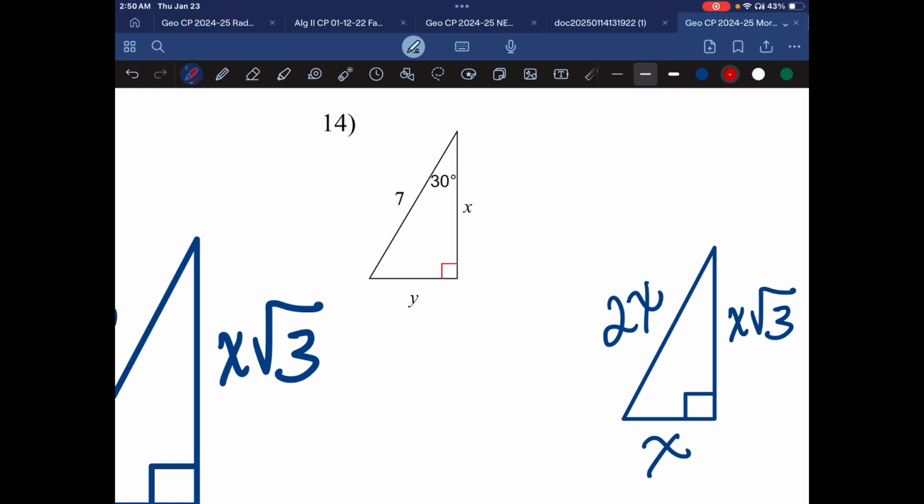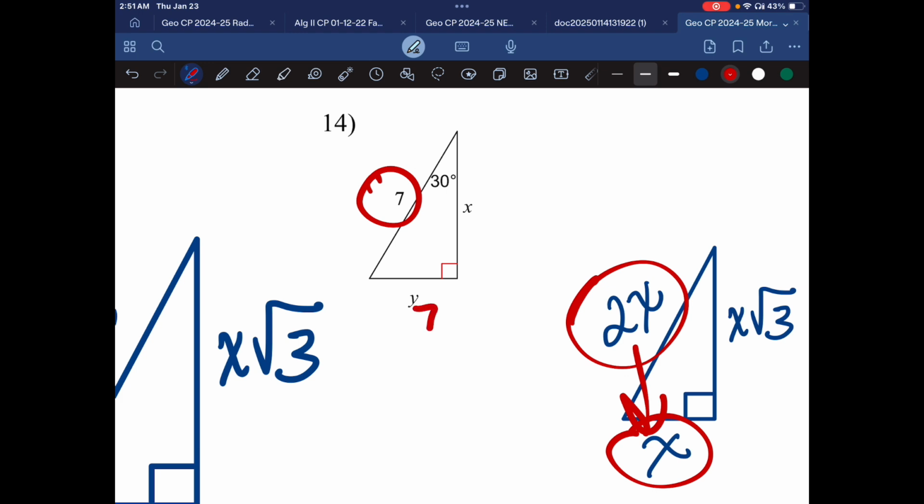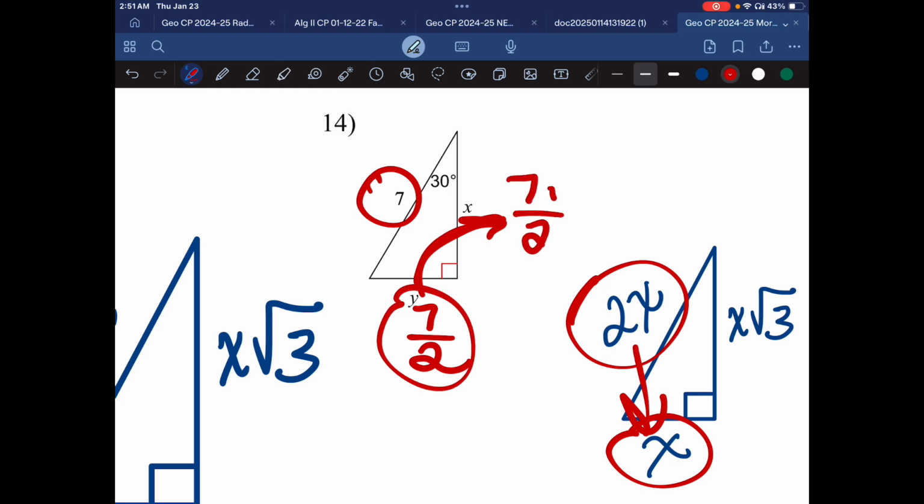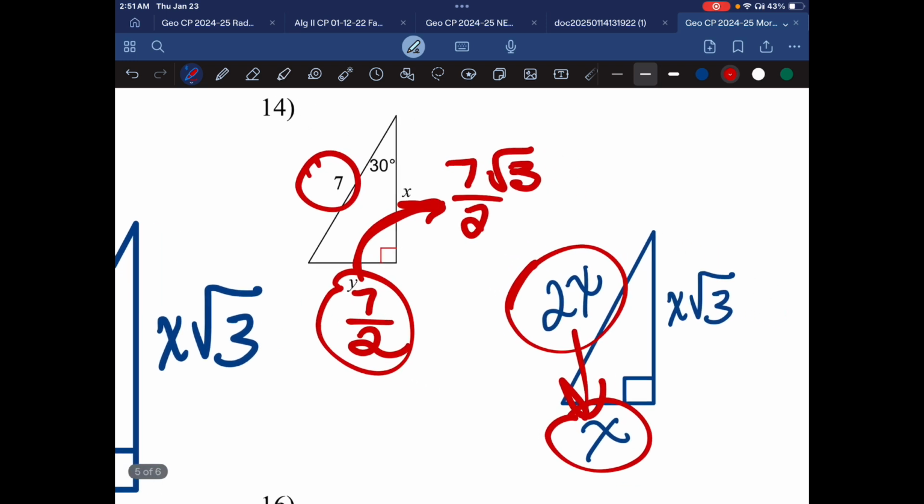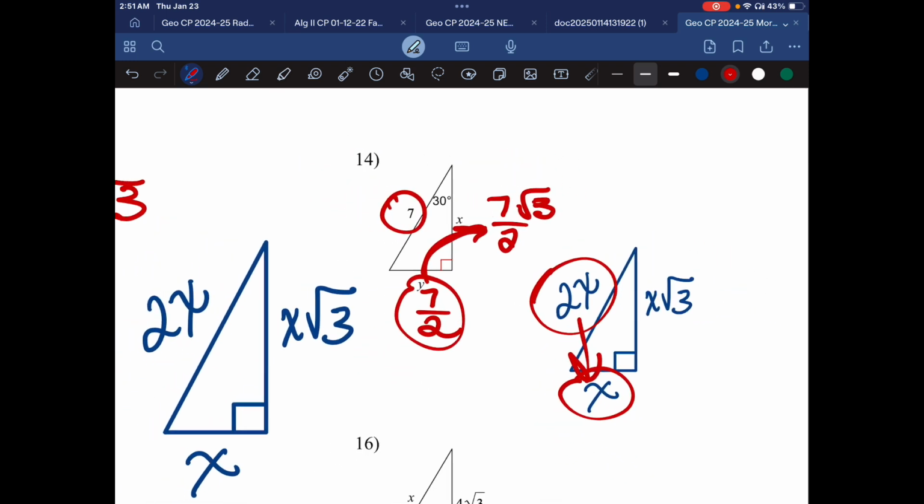Ready? So if the pattern is 2x, x, so take this, divide it by 2, we get 7 over 2. Notice we stay as a fraction. Now, the short side times the square root of 3 gives you the medium side, or the other leg. That's a 2.